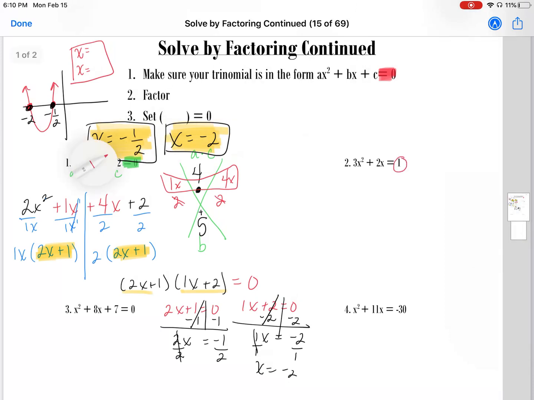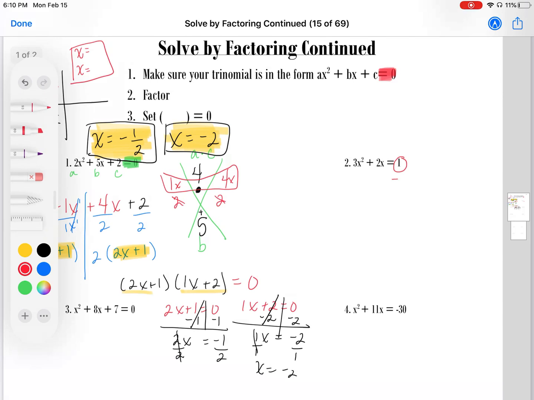On number 2, what we need to do is get it ready by moving this 1, by subtracting it to the left. That leaves me with 3x squared plus 2x. We have to subtract the 1 to move it over, and now it equals 0. Now that it equals 0, we can do our x puzzle because we have an a, a b, and a c. If it doesn't equal 0, this is not going to work. So we need to make sure that it equals 0.